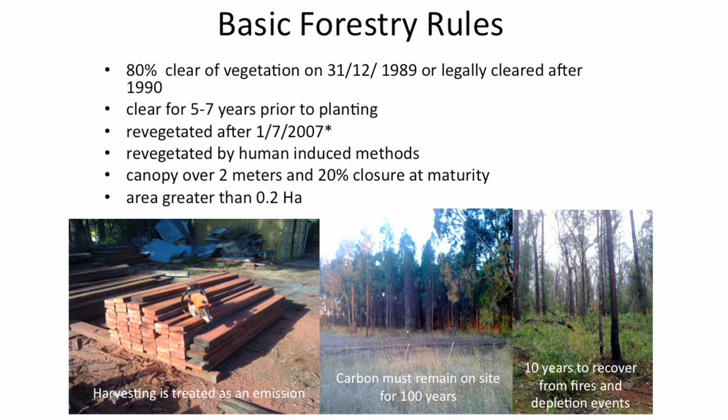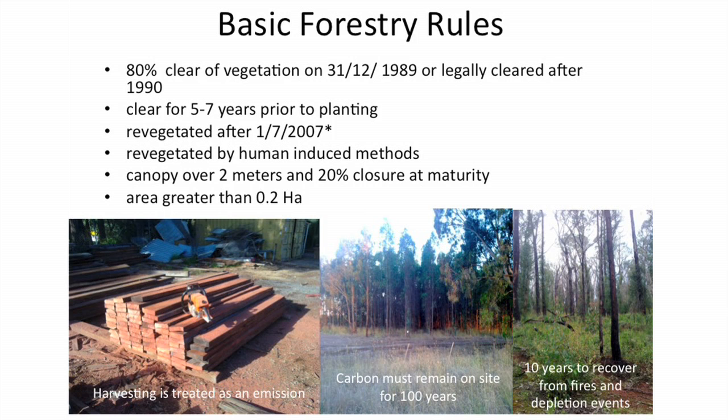You have to be revegetated by human-induced means. That means it needs to be either direct seeded or planted. Or you can do natural regeneration as well, but you need to prove that there was some human-induced method to do it. You need to get to that 22 and 20 rule for Kyoto.